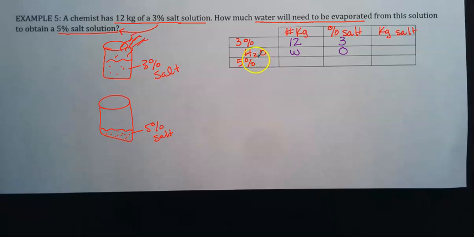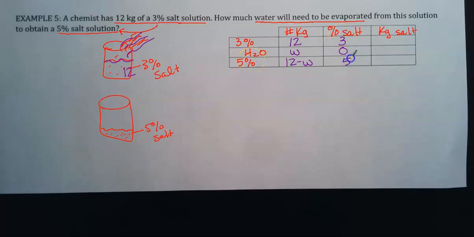So then how about our 5% solution? What's the number of kilograms we're going to have of that? We don't know, but we do know we started with 12 kilograms, and the water evaporated, so that means we're going to have less. So we're going to subtract these two things. This would be 12 kilograms minus the amount of water that disappeared. Okay, that's handy. What's our percent salt solution in our 5%?